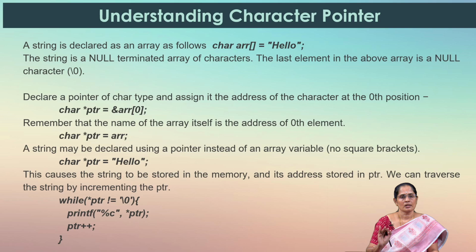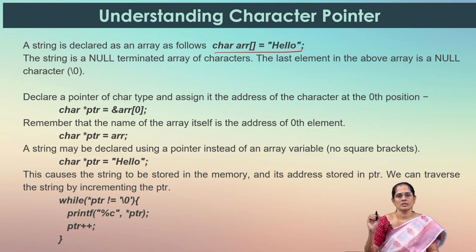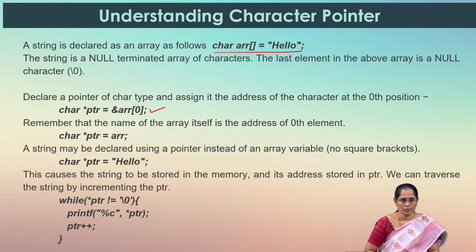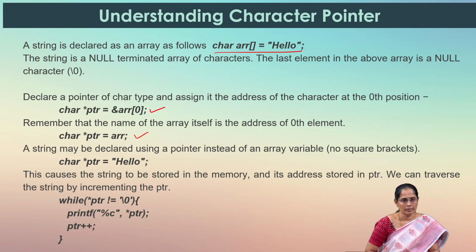Now, a string is declared as an array this way, right. We have already learnt that. A string is a null terminated array of characters. The last element in the array will be a null character represented as \0, right. Now, declare a pointer of char type and assign the address of the 0th position to it. This is one of the ways that we can assign the string to the character pointer. This is again one more way of accessing the 0th element, right.